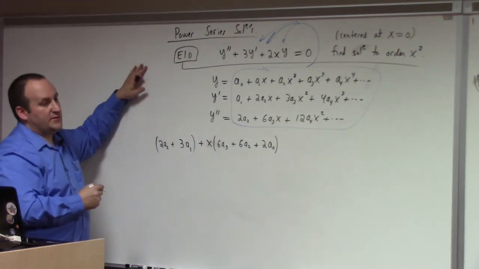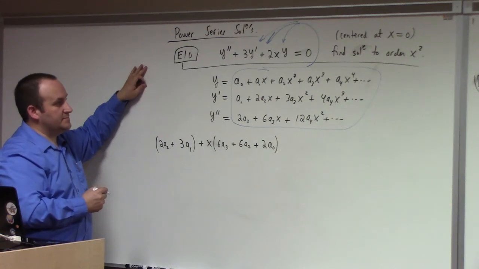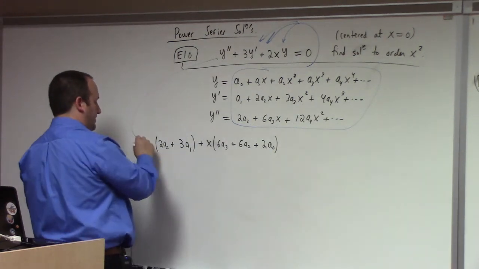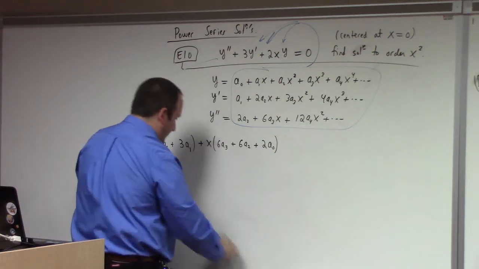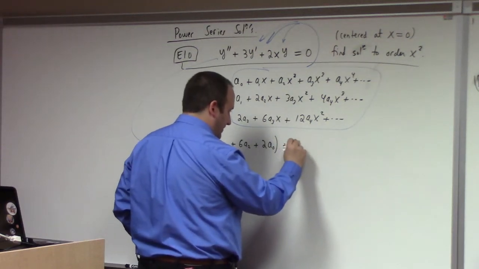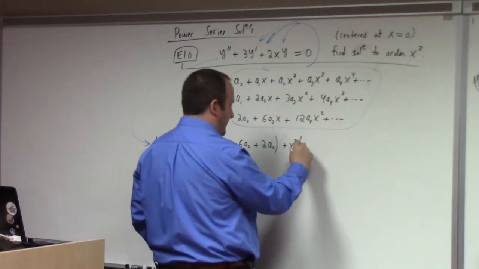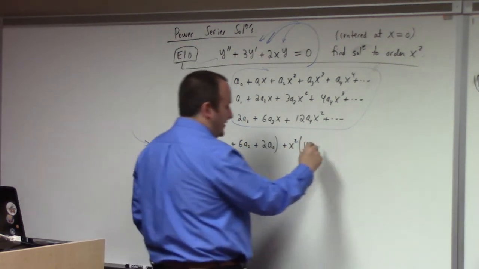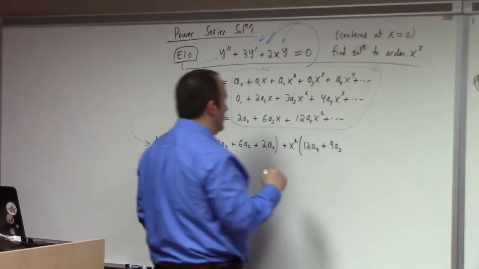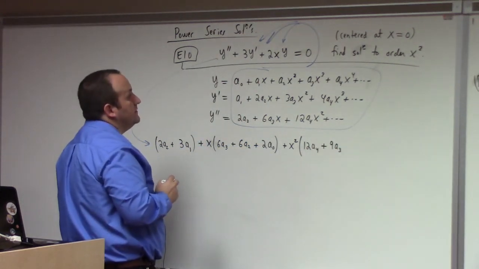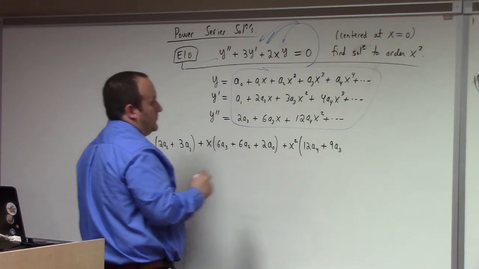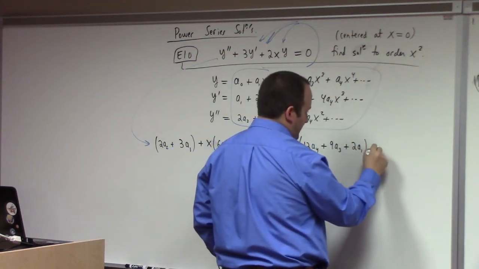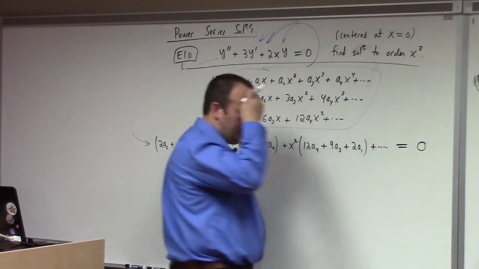So I'm collecting all of the terms with x in the differential equation. How about x squared? From y'', we've got 12a4. From 3y', we've got 9a3. From the other one, it looks like 2a1 is in order. And that's enough, I believe.